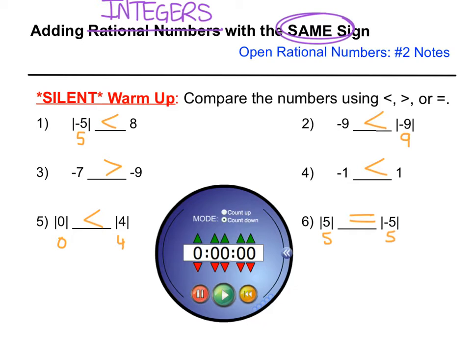Number 5, the absolute value of 0 is 0, which is less than the absolute value of 4, which is 4. And last but not least, number 6, the absolute value of 5 is 5, and it's equal to the absolute value of -5, which also happens to be 5.